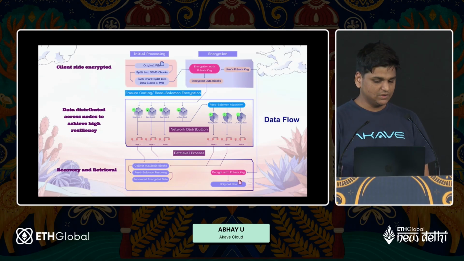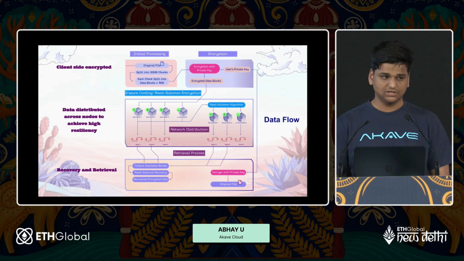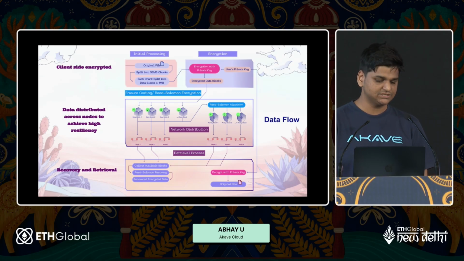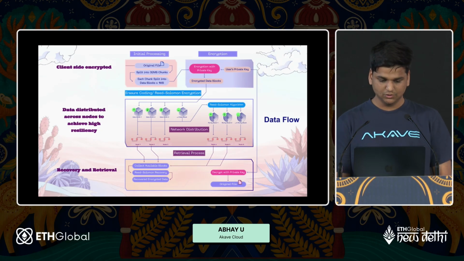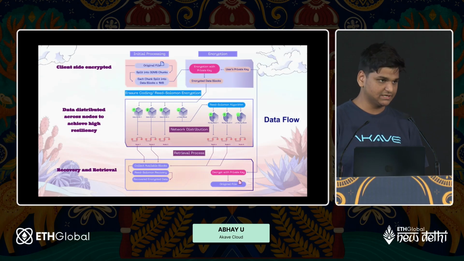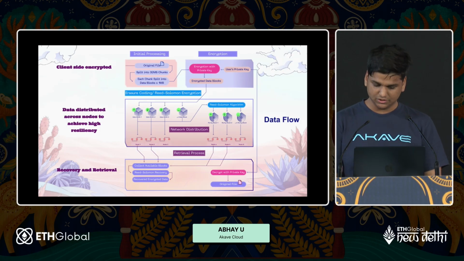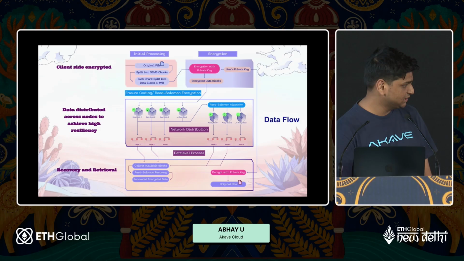On the client side, when you upload, your data is split into 32 megabyte chunks, and each chunk is separated into data blocks. We'll talk about why further on. The encryption is done with the private key or encryption key that you provide. And by the way, all this is done client side, so no node or service knows that you are doing this, so you can protect your data. Then along with the data blocks, parity blocks are generated using the Reed-Solomon erasure coding algorithm, and these are distributed among the Akave nodes.